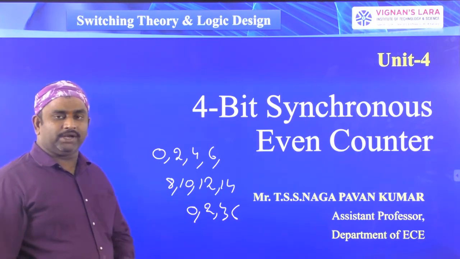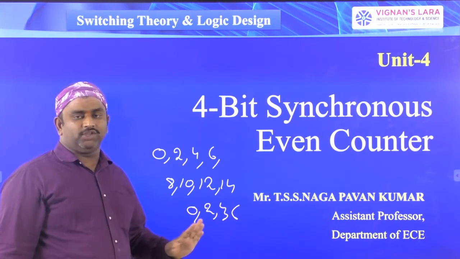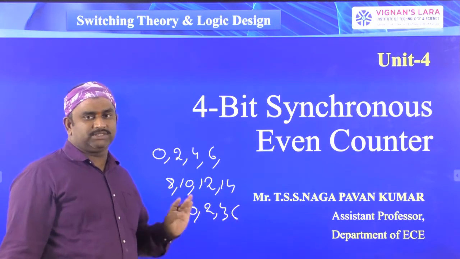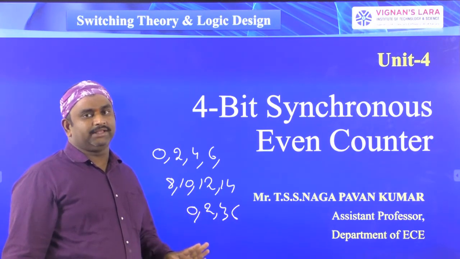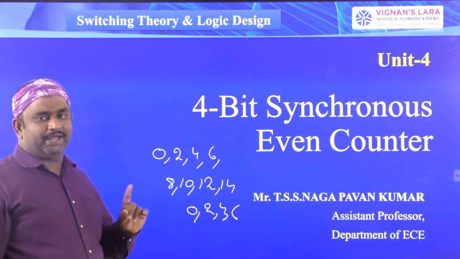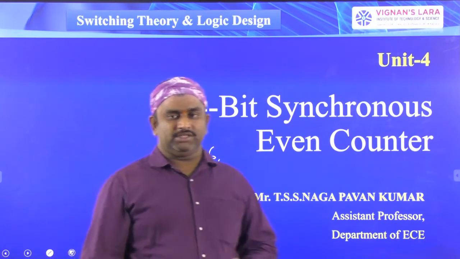Here this counter has to perform only even counting. Okay, there is no necessity of odd counting. So it should count even numbers only: 0, 2, 4, 6, 8, 10, 12, 14 like that only. Based on this, first you have to draw the state diagram. That is our first step. Let us see the state diagram for this.